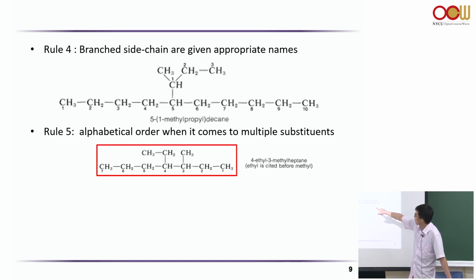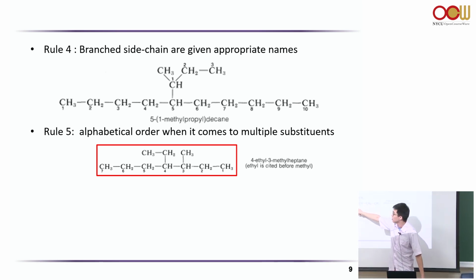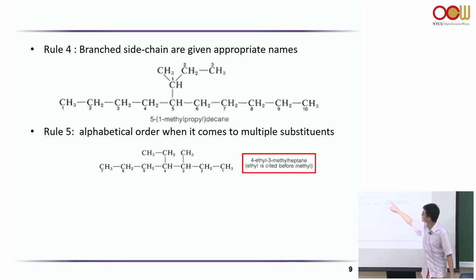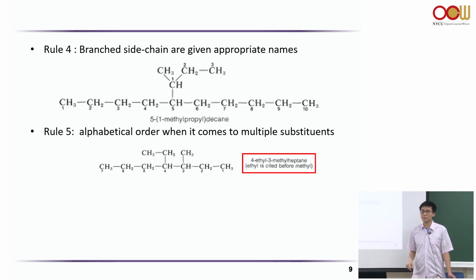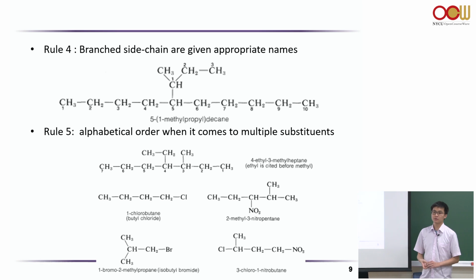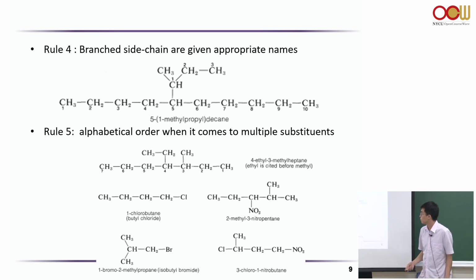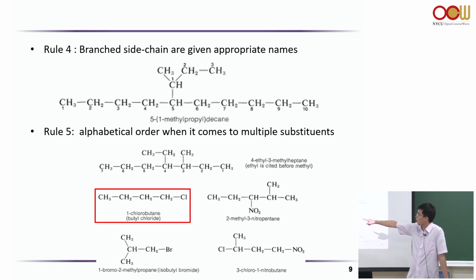Okay, so for that molecule, you can call this 4 and 5, but since we have a rule saying that we should go with the lower number, we will count it as 3 and 4. For the substituents, we will order them alphabetically. So when we have these heteroatoms, okay, these substituents, you simply do the same thing. For example, the one on the left, we call 1-chlorobutane.